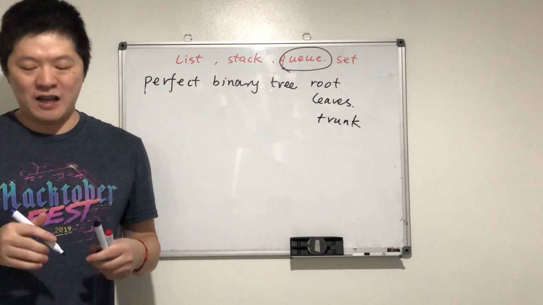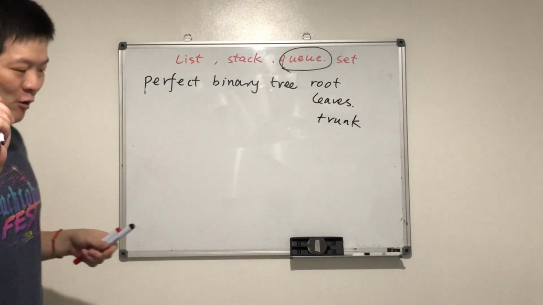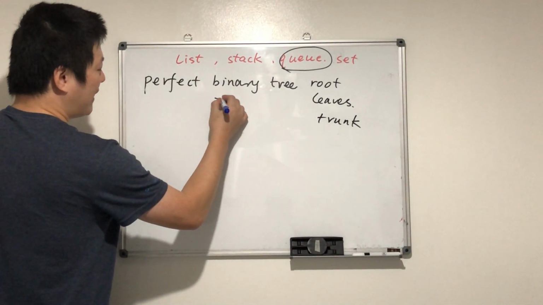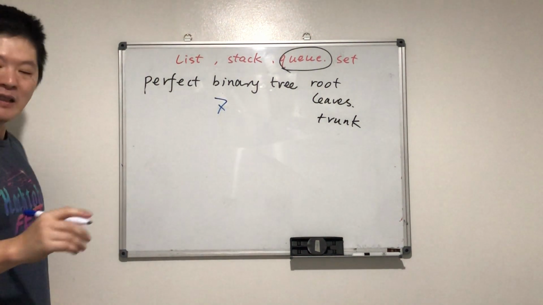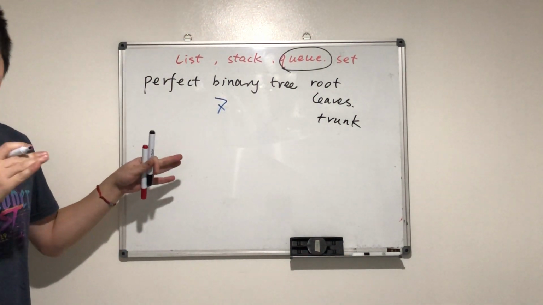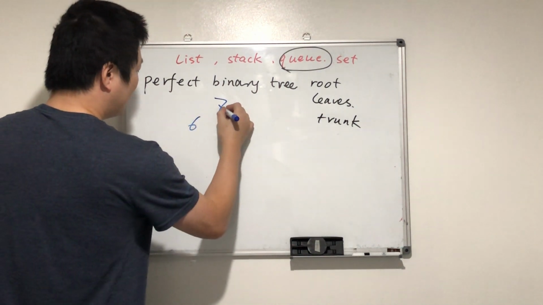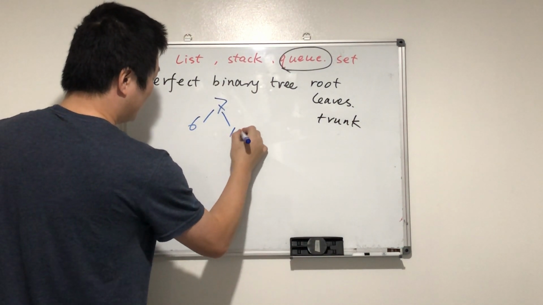So this tree, how is that useful? One useful thing: how about if I said this is 7? Tell me what kind of tree you find this one is. And it's just an example, okay?